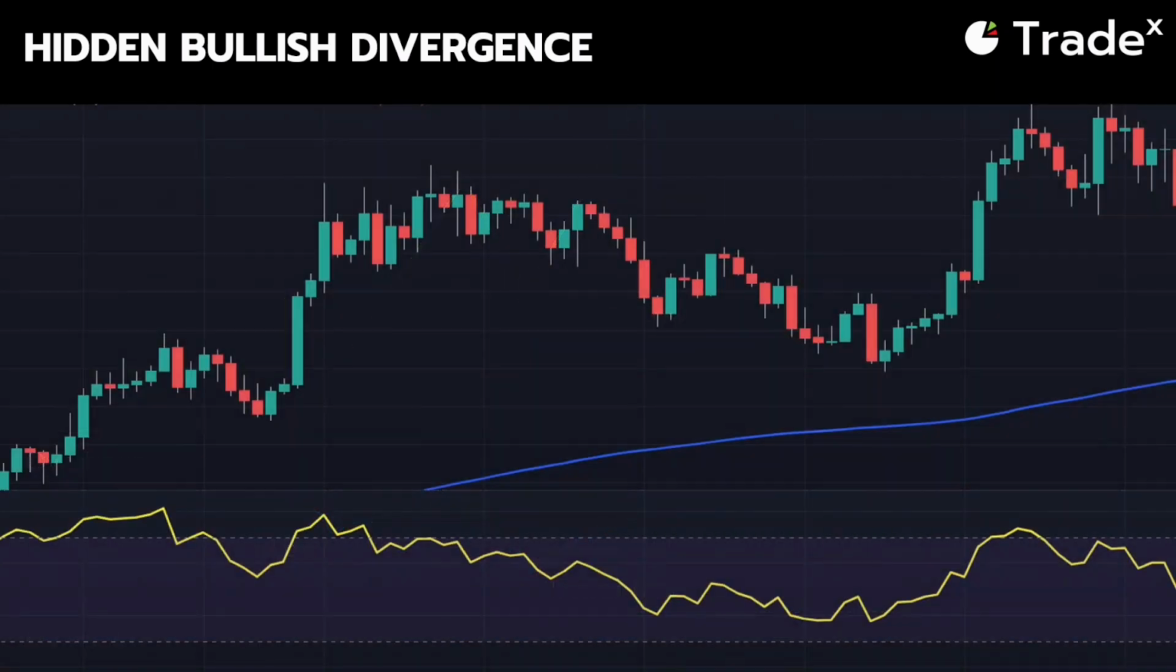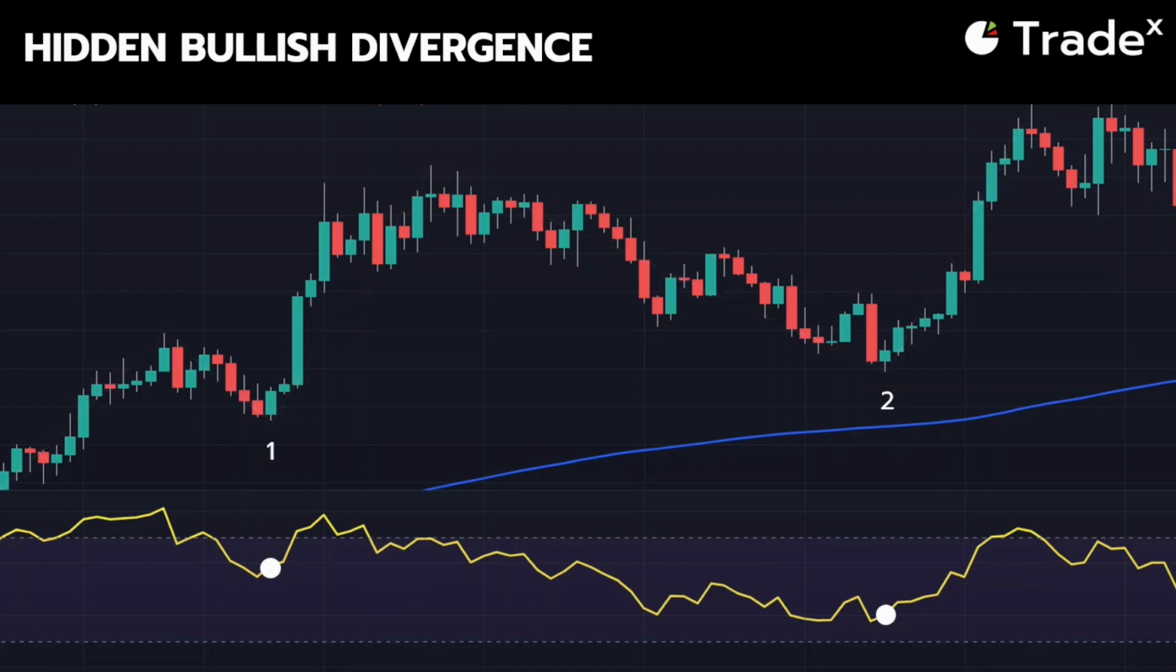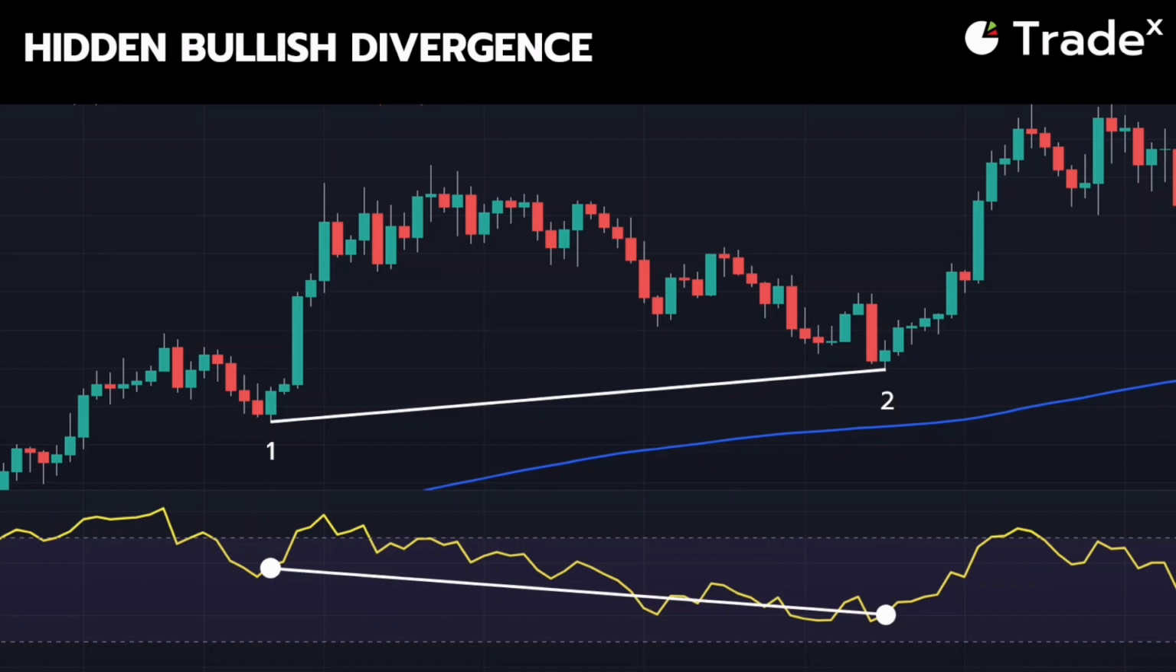Now, let's look at more examples of hidden bullish divergence and analyze the optimal entry points for trades. The price is in an uptrend and continues to rise overall. We identify two lows at points 1 and 2, along with their corresponding RSI values. At these points, the price is making a higher low, while the RSI is making a lower low, indicating hidden bullish divergence and signaling trend continuation.